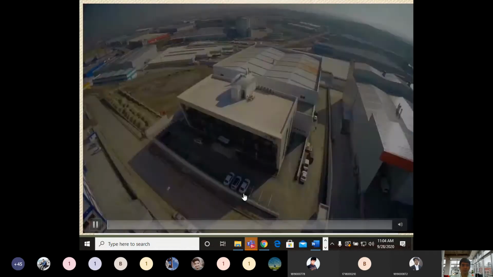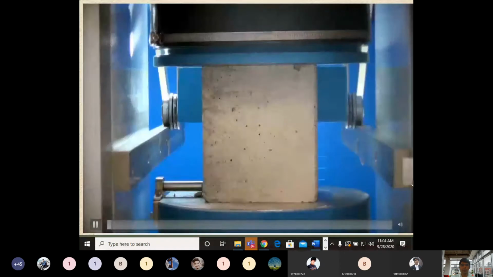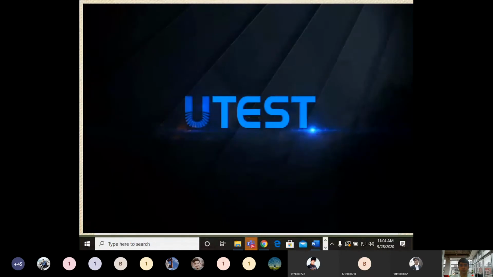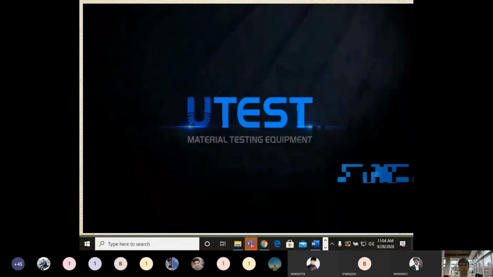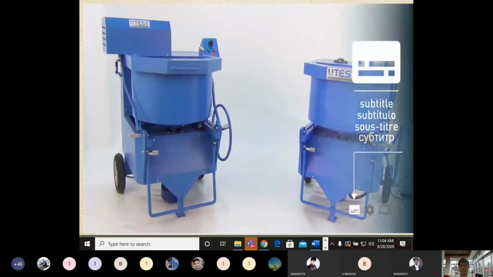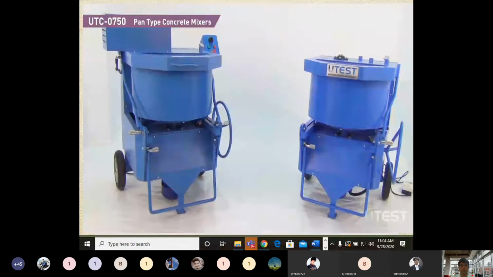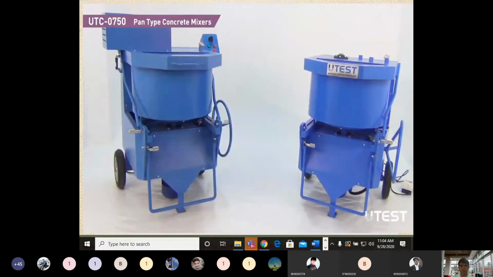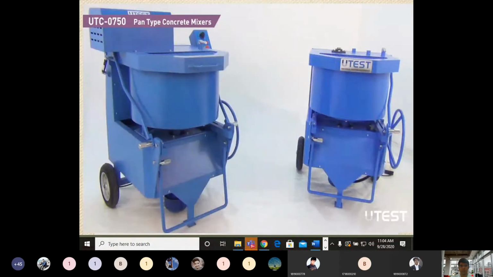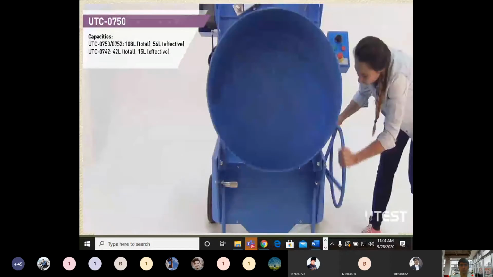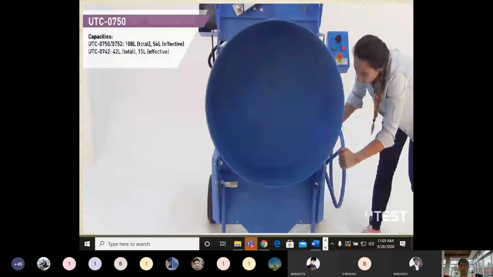So let us see one small video regarding UTest, a leading global player in the construction materials test equipment sector, providing equipment and services in all areas. UTest pan-type concrete mixers are designed for laboratory use to give efficient mixing of both wet and dry materials. In all models, pan rotation is achieved by a motorized system. Pans have lifting systems for easy pouring and are removable for both cleaning and maintenance after mixing operations.